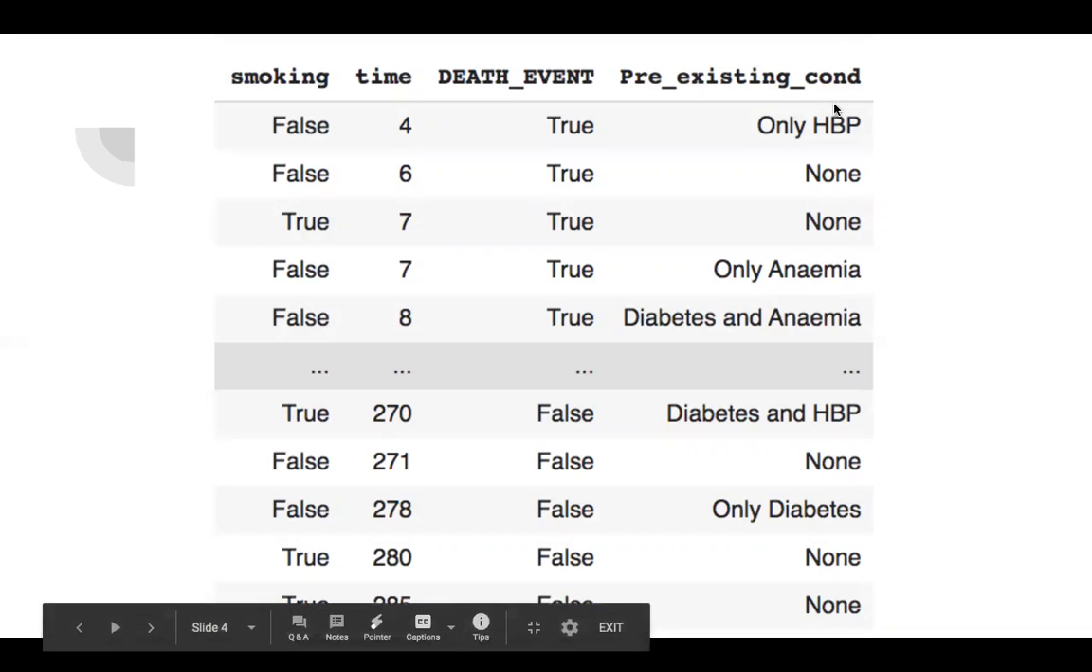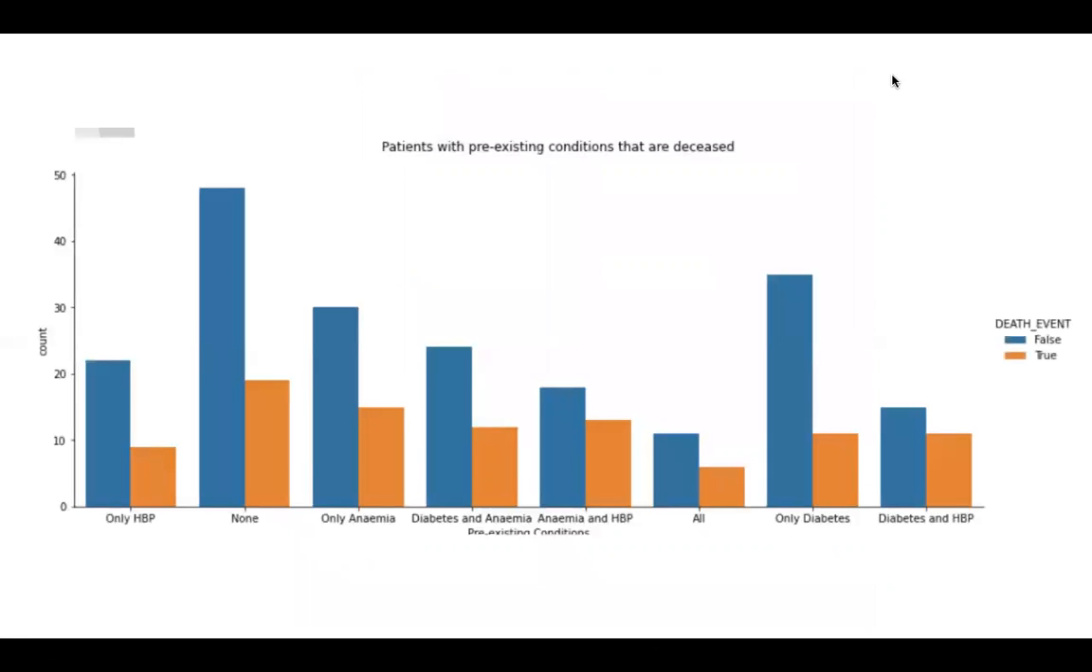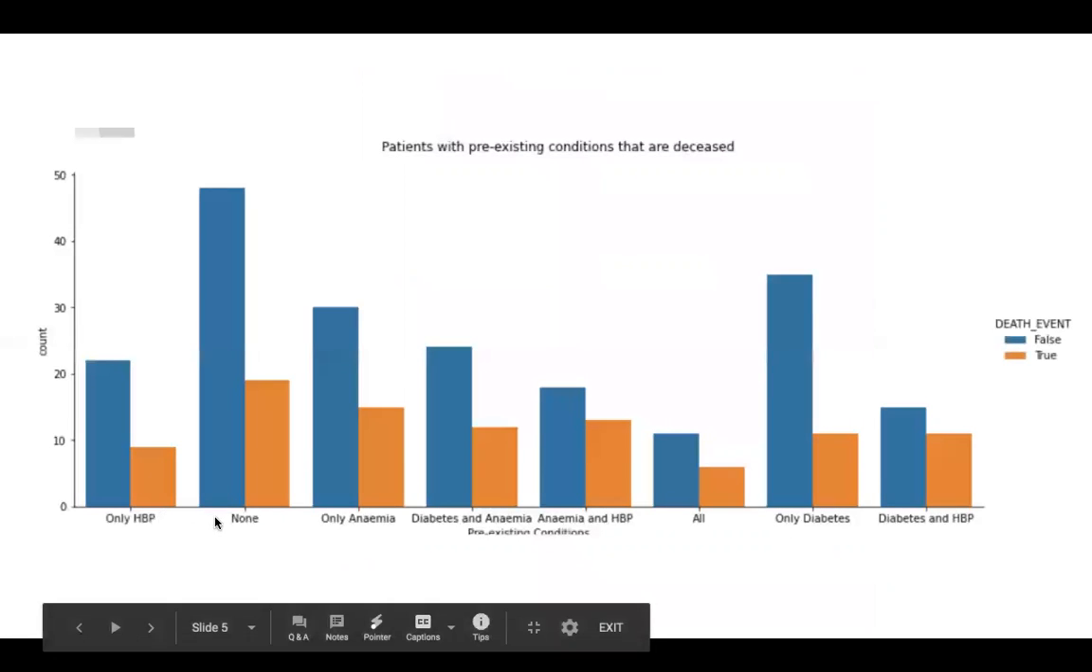So say a patient only has high blood pressure, they only have high blood pressure. If they have two diseases, I'll say what they are, diabetes and anemia. And I made this column so I can make more interesting graphs, for example, like this bar graph. So this bar graph counts, per pre-existing condition, the number of patients that are in them.